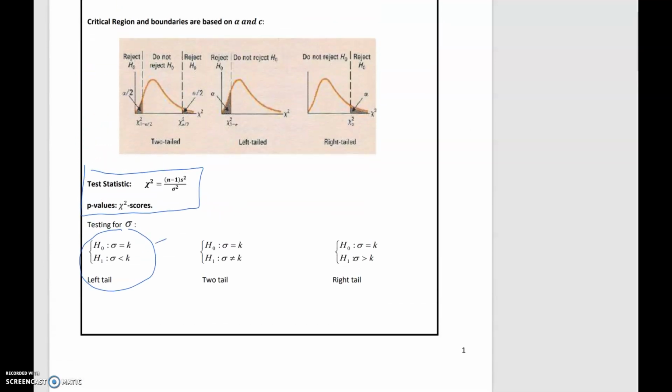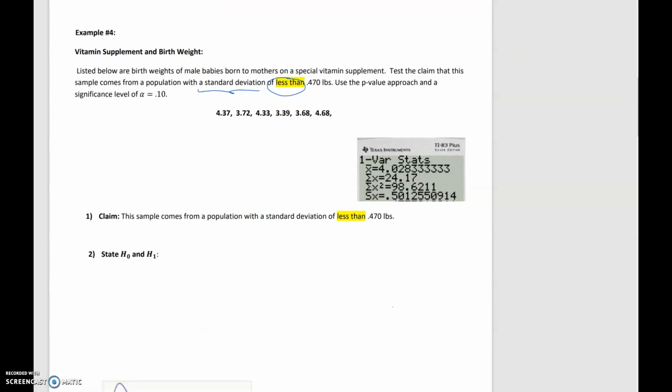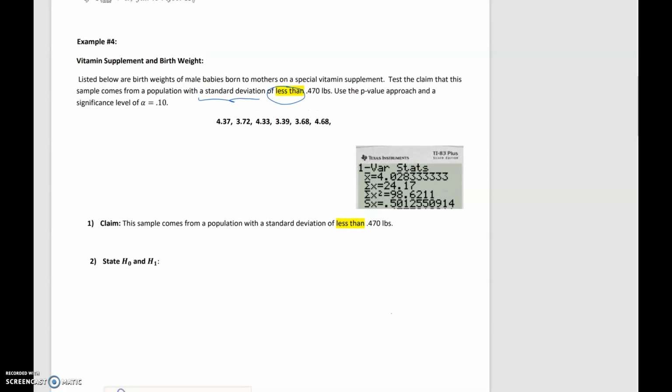And then for the actual critical value, we're looking at a left tail test. So please check that on this particular one, after you run the one variable stats, that you're matching to the standard deviation. And I'm just going to carry 4 decimal places.